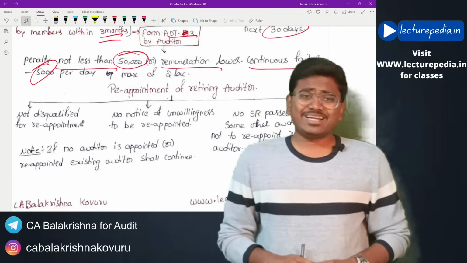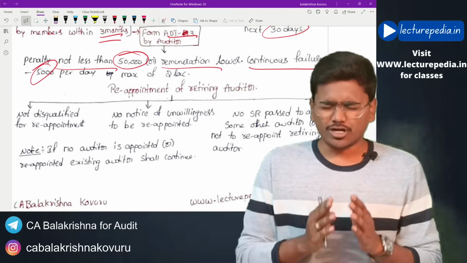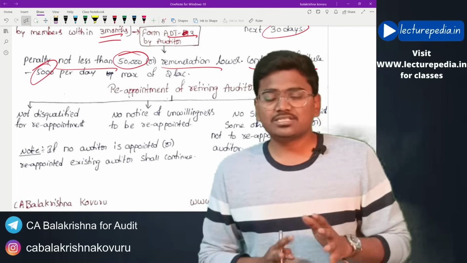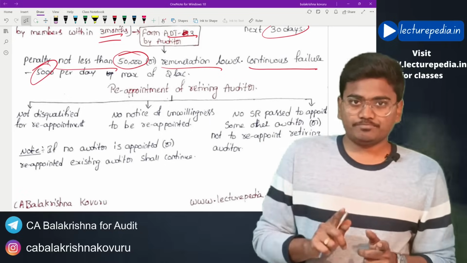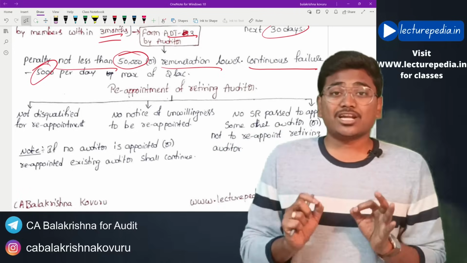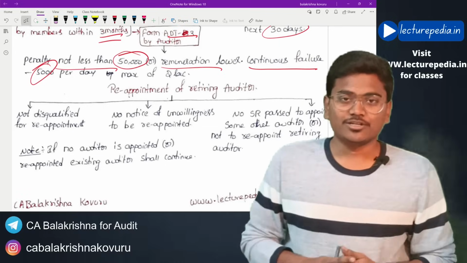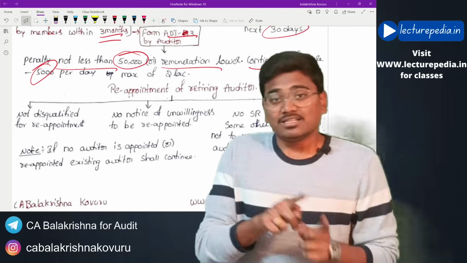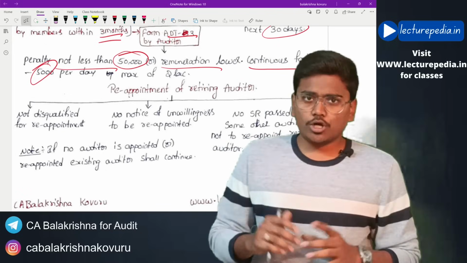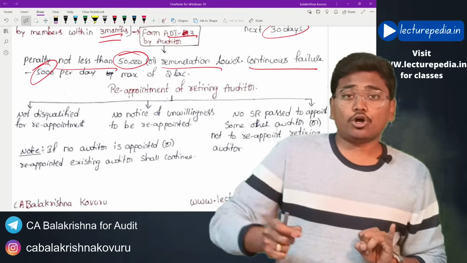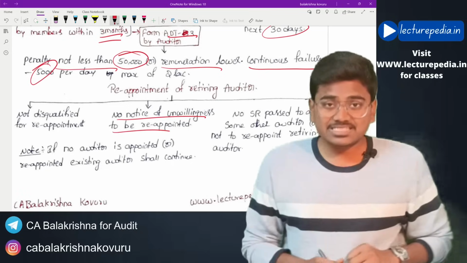reappointment of retiring auditor. After completion of his term, the auditor will retire. Now, if you want to reappoint the retiring auditor, there are certain conditions that have to be satisfied. What are they? First, that auditor should not be disqualified to be reappointed. Next, no notice of unwillingness has to be provided.